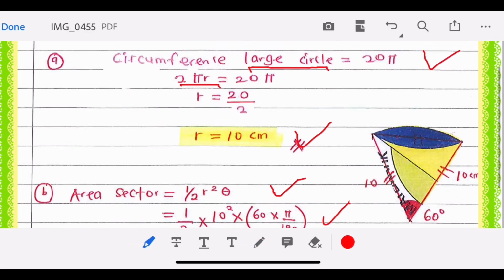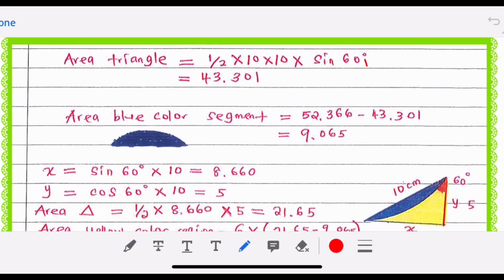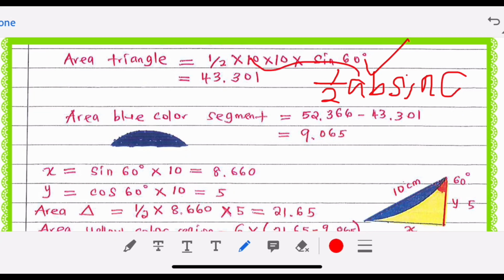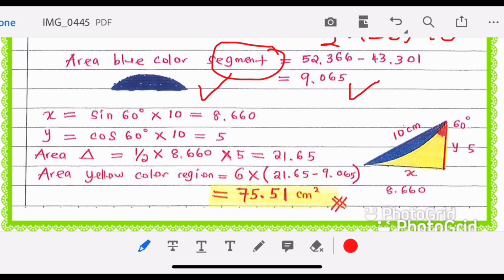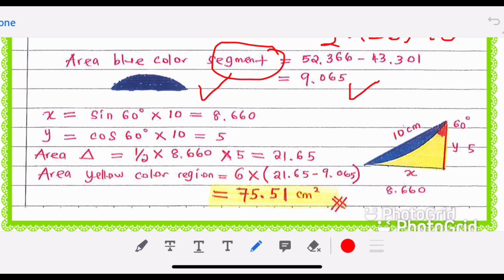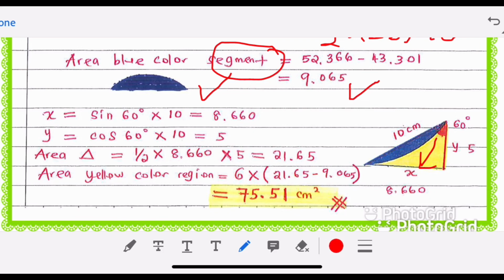Now we'll proceed to the next part, which is the area of the triangle. The area of a triangle is 1/2 times a times b times sine C. Our a and b here are radii, so it's 1/2 times 10 times 10 times sine 60. The a is 10, the b is also 10 because it's an isosceles triangle, and the angle is 60. So the answer is 43.301. The area of the blue colored segment is the area of the sector minus the area of the triangle. So you just take 52.366 minus 43.301. So the area of the segment is 9.065.